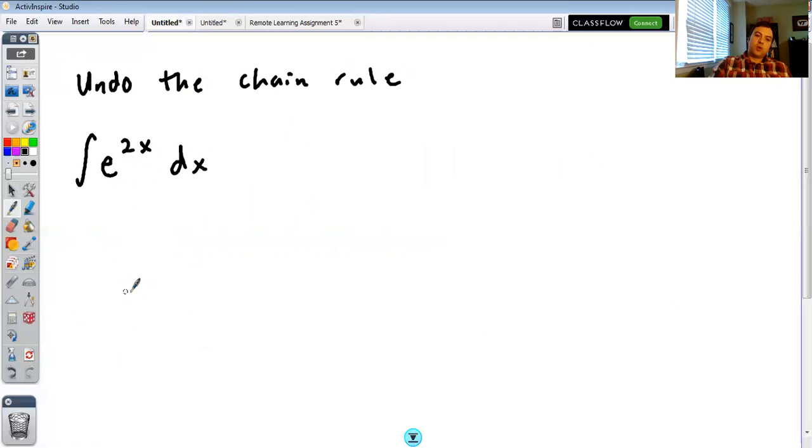But if we were to anti-derive this and just say e to the 2x, if I took the derivative of this, I'd have to multiply by 2, which would not be what I had before. So we're going to undo the chain rule by multiplying times 1/2 to get rid of that times 2 that would come, plus c.